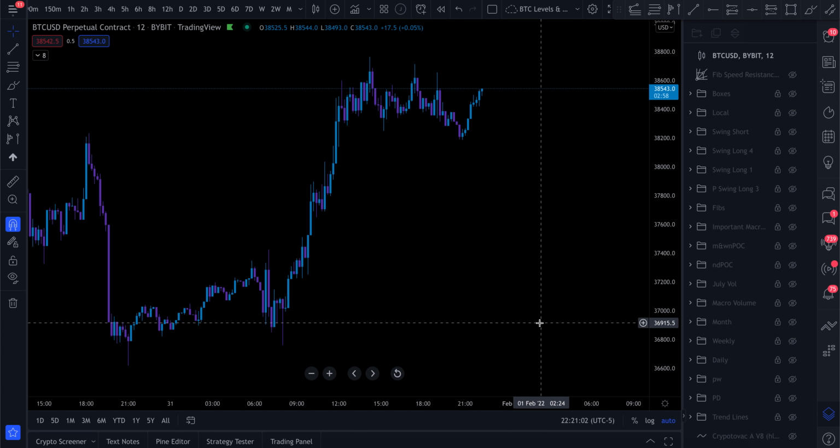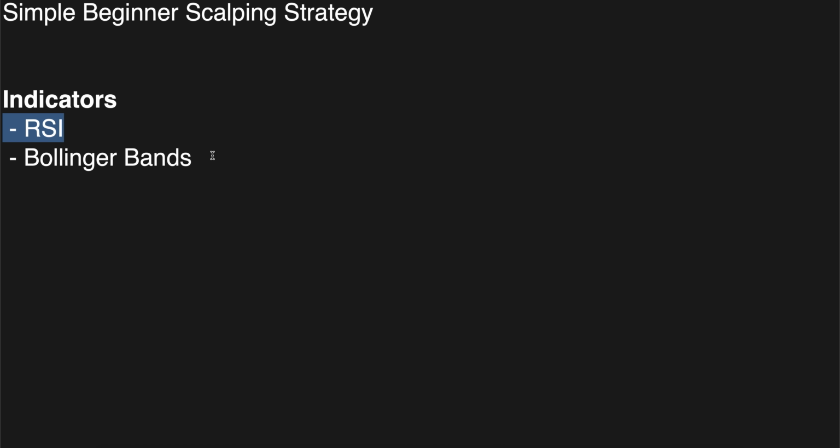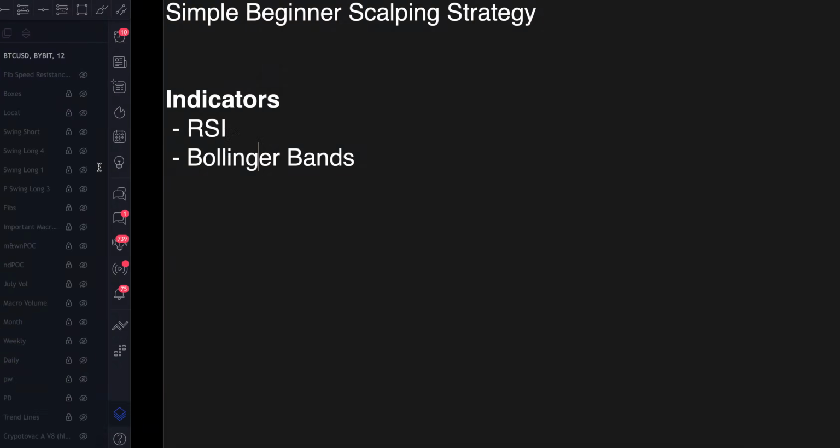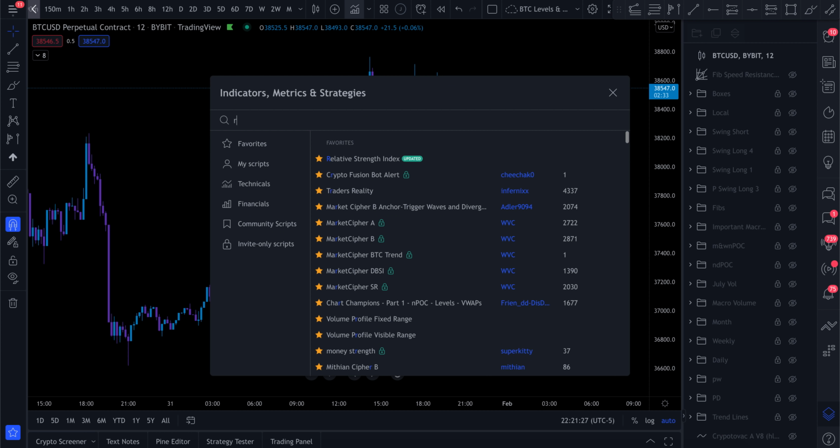So for this strategy, the two indicators that we're going to be using are the RSI and Bollinger Bands. Now, currently, if you follow this channel, you know that I no longer use the RSI. I use Market Cipher B as my primary oscillator. It's much, much more powerful than the RSI. But for the sake of this strategy, and because this is how I learned it, I'm going to be using the good old RSI. So we're going to come to indicators and search for RSI.